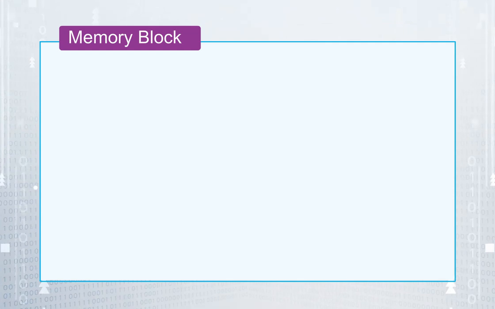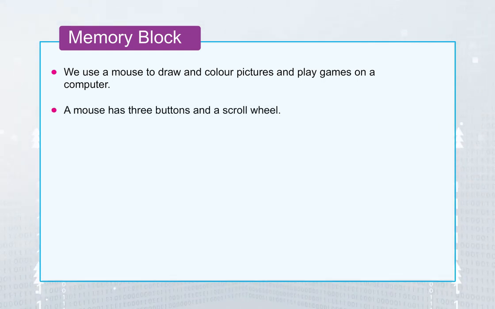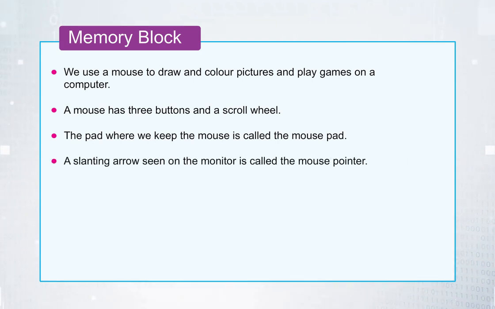Memory block. We use a mouse to draw and color pictures and play games on a computer. A mouse has 3 buttons and a scroll wheel. The pad where we keep the mouse is called the mouse pad. A slanting arrow seen on the monitor is called the mouse pointer.